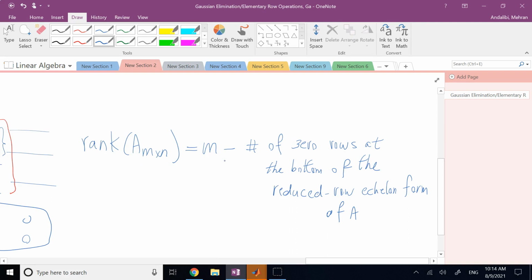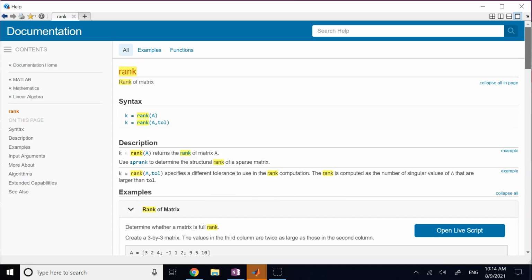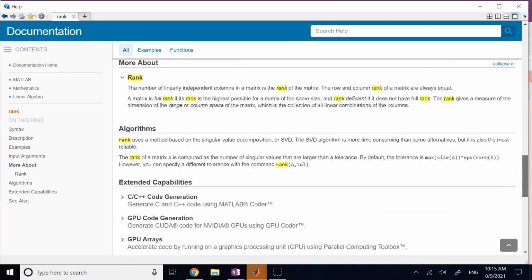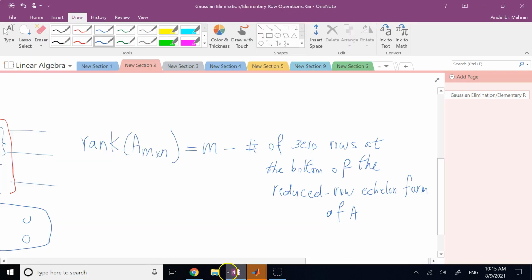There are other methods, like the MATLAB command. If you go and look at the rank command in MATLAB, and look at the explanations, it says the method is using what we call singular value decomposition, which is a little bit more time consuming, but the most reliable. We get to the singular value decomposition in one of our future videos, okay? This is like a generalized version of eigenvalues, singular values. But in general, one of the simple ways is this reduced row echelon form, okay?